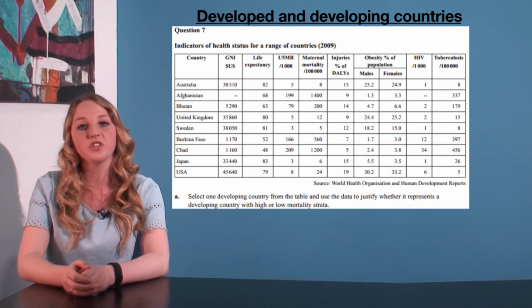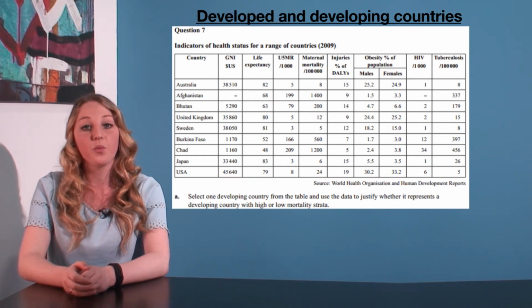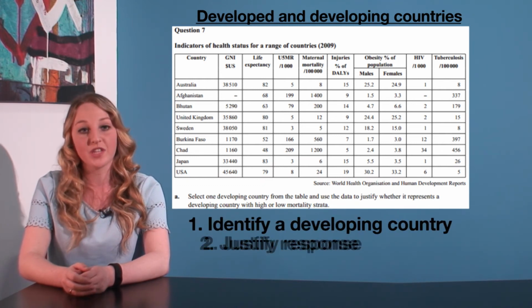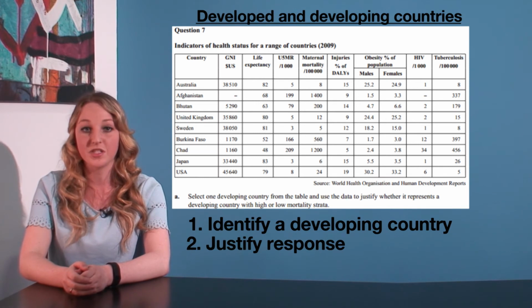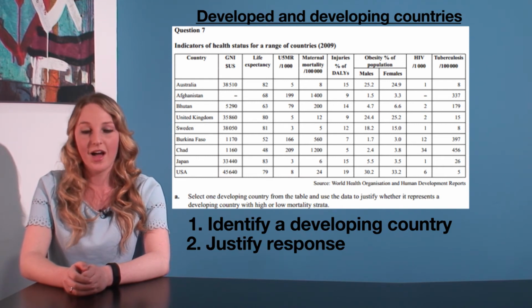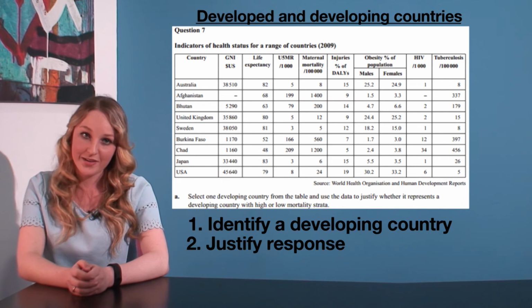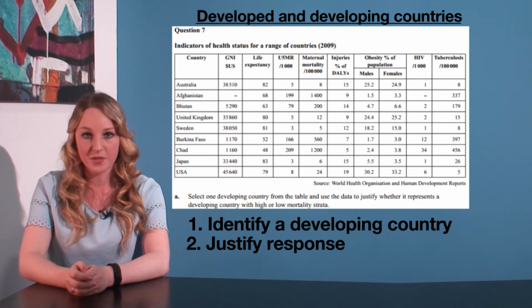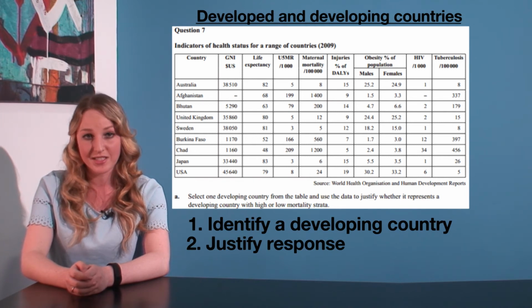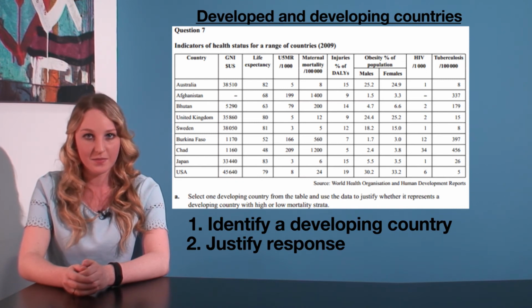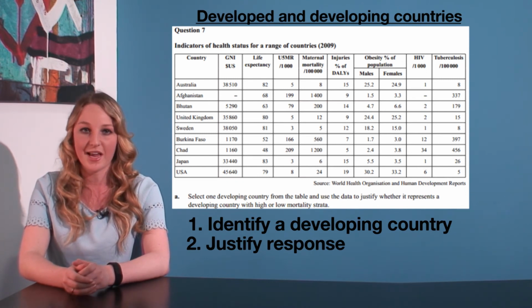Note here that the question is worth 2 marks, so that will be one for identifying a developing country from the table, and the other for your justification on whether it represents a developing country with high or low mortality strata. Firstly, the developing countries here are Afghanistan, Bhutan, Burkina Faso, and Chad. We can tell that by the sheer discrepancies in the figures compared to countries that we know are developed, namely Australia, the United Kingdom, Sweden, Japan, and the USA.